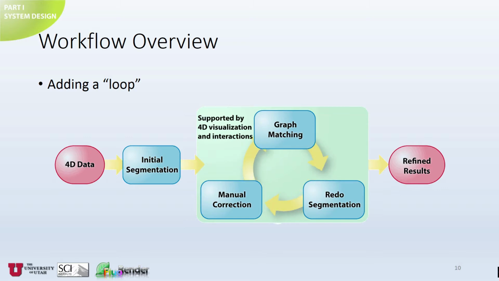Then, we detect problems from resegmentation and ask the user to manually correct them. The manually corrected results are sent back to graph matching again. The system will be able to learn from the user inputs and fix issues automatically. This design allows feedback from one module to another. Based on the feedback, different algorithms can be chosen to best deal with specific problems.